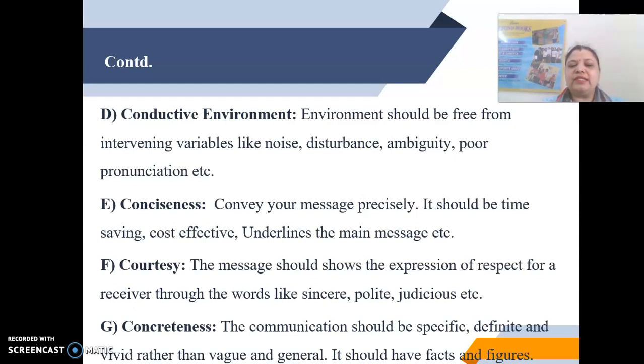Next is concreteness. The communication should be specific, definite, and vivid rather than vague and general. Concrete communication implies being particular and clear, supported with the facts and figures.